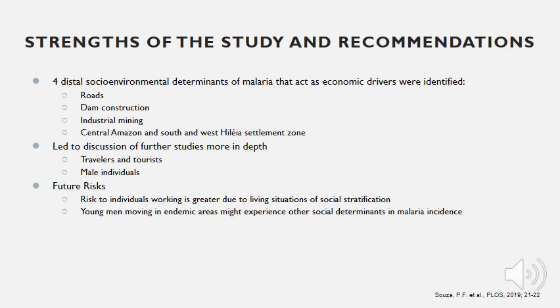They did find there were some strengths of the study as well as recommendations for further studies. They did identify 4 distal socio-environmental determinants of malaria at the distal level that did act as economic drivers interrelated with the risk of malaria in the Brazilian Amazon. So those 4 socio-environmental determinants were roads, dam construction, industrial mining, and central Amazon and south and west Himalaya settlement zones.